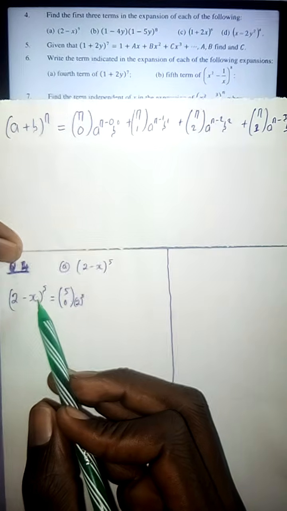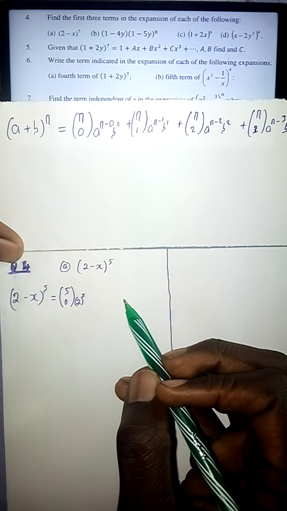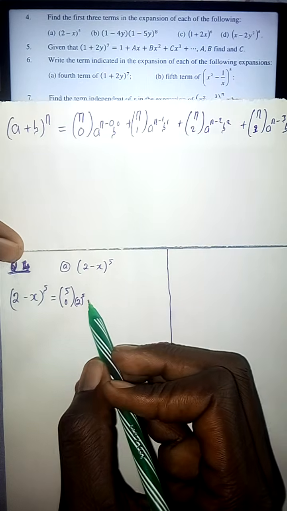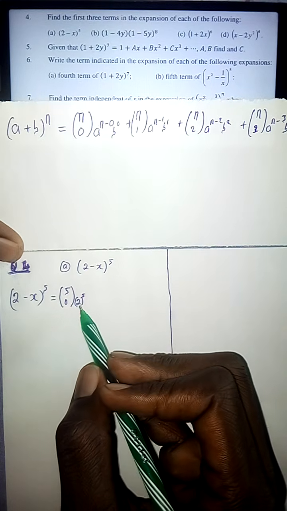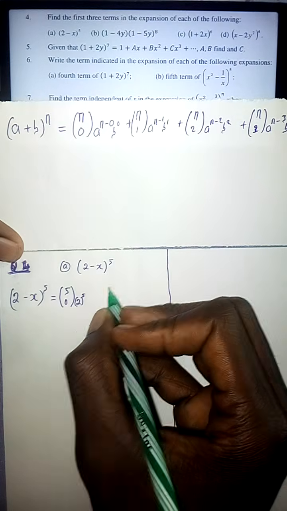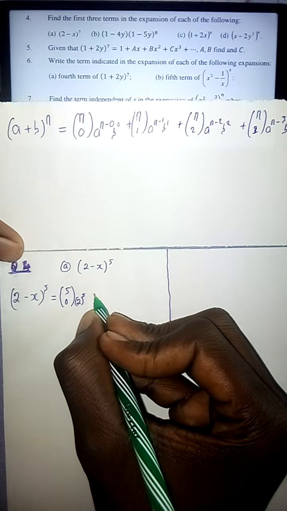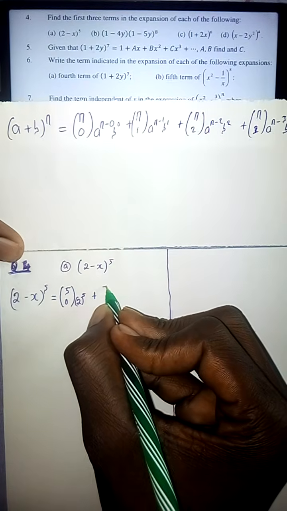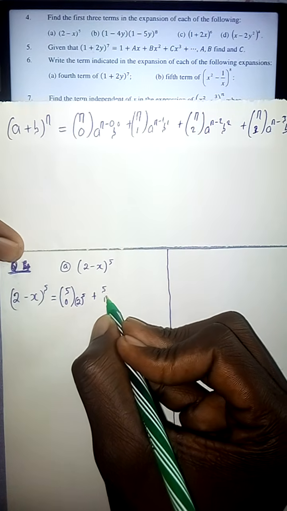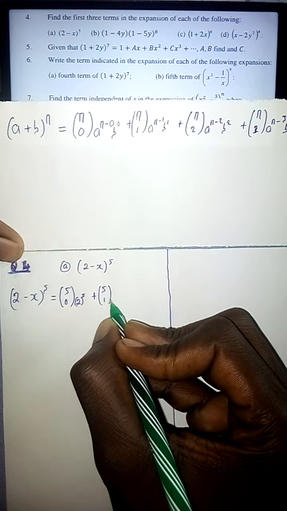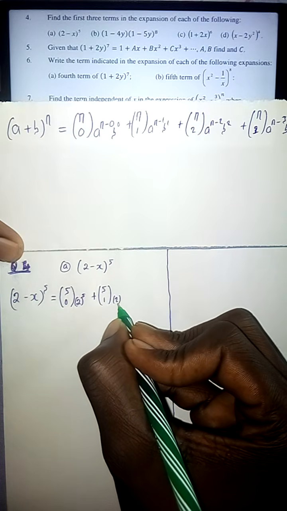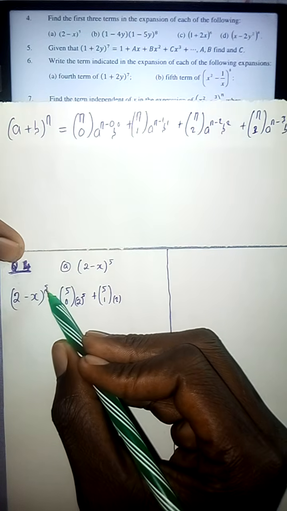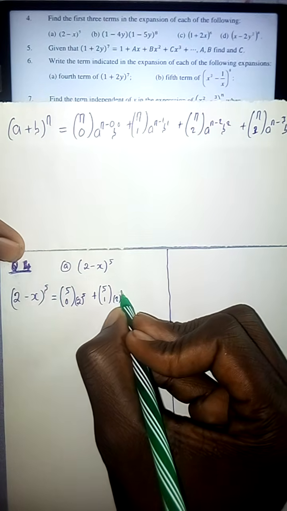B is this, right? But any number to the power 0 is what? Is 1. So when we multiply 1 with everything here, nothing will change, right? So we're just going to ignore it. Plus n still remains as 5. Our a still 2. N minus 1. N is 5, so it will be 5 minus 1. In this case, we'll have a power of 4.